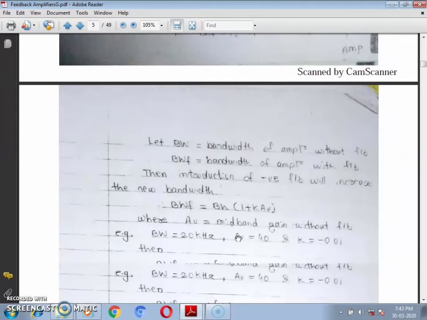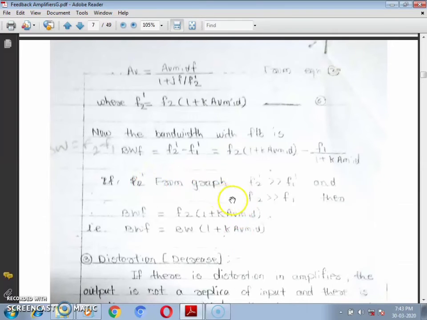From this expression, it is seen that F1 is small as compared with F2. So finally, this bandwidth expression can be written approximately as F2. And similarly, for the bandwidth with feedback, BWF is equal to F2 dash minus F1 dash, where F1 dash is very small as compared with F2 dash. Similarly, we can write BWF is equal to F2 dash.